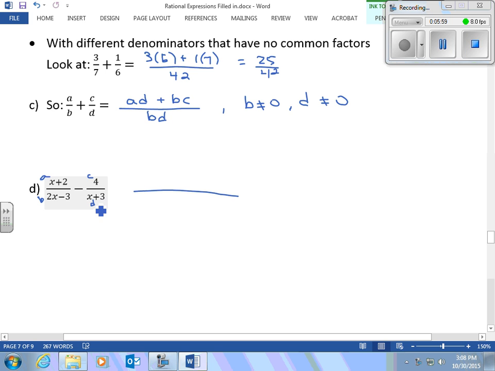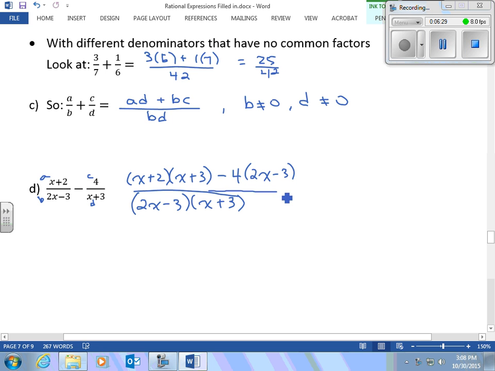So our denominator will be B times D. So 2x minus 3 times x plus 3. And our numerator will be x plus 2 times x plus 3. A times D. And now here, instead of adding, we're subtracting. Minus BC. So I'm going to put the C first just because that's what we do. Times 2x minus 3. Now let me make sure I extend that horizontal line a little neater there.